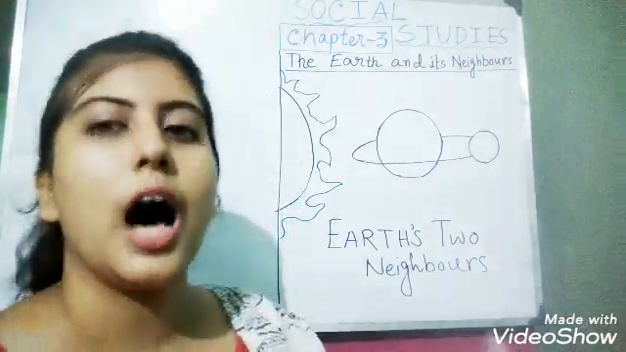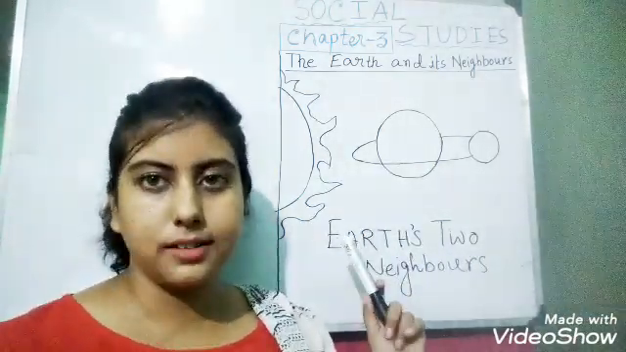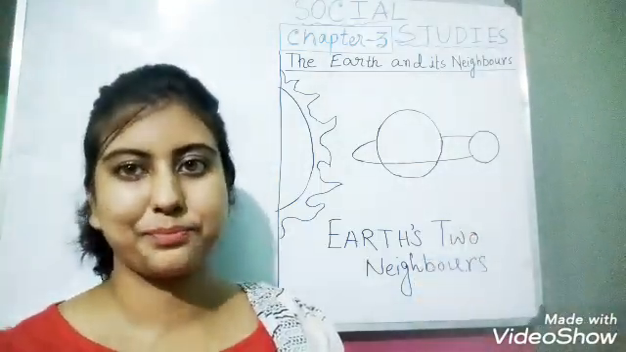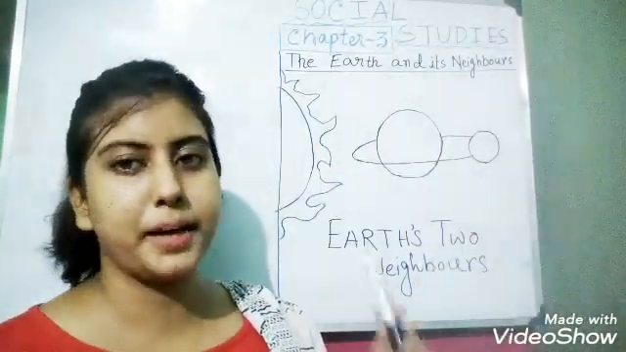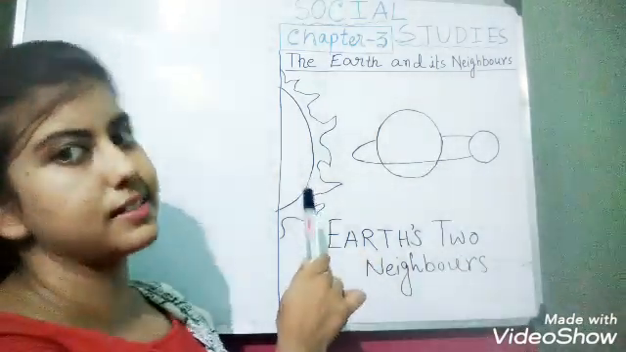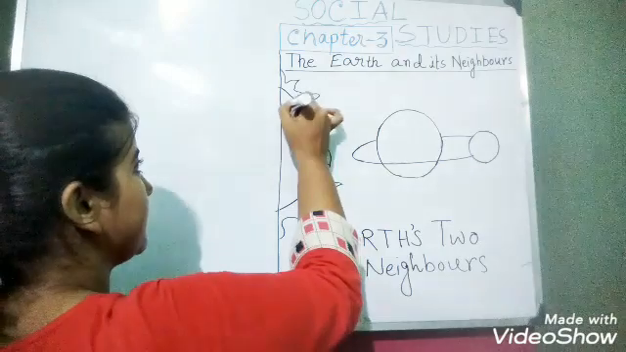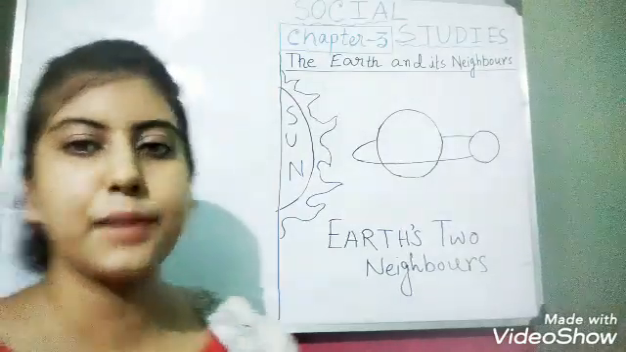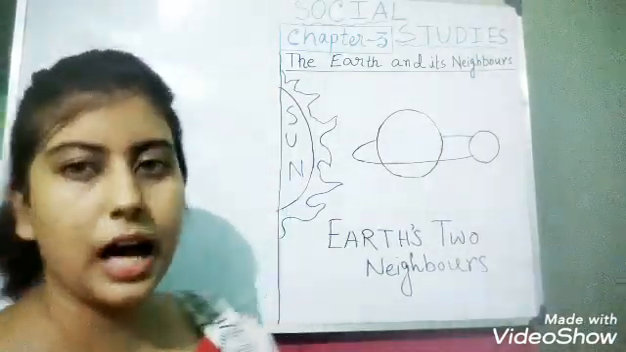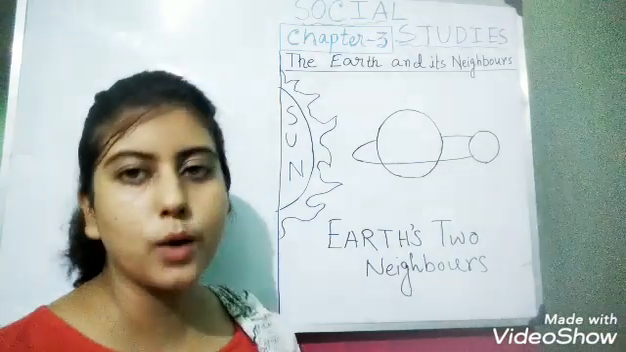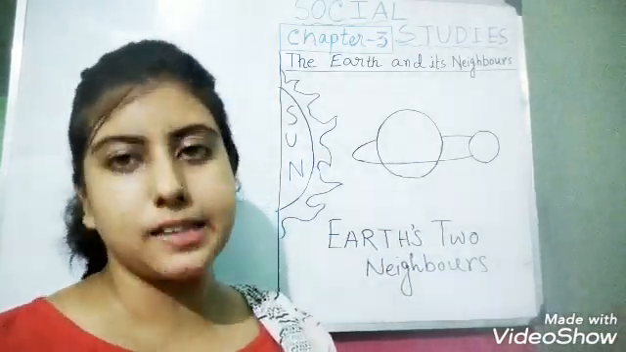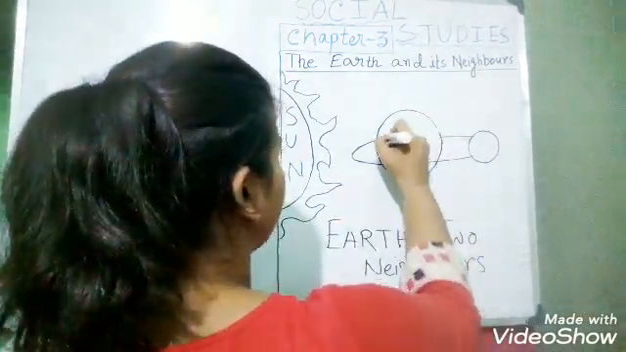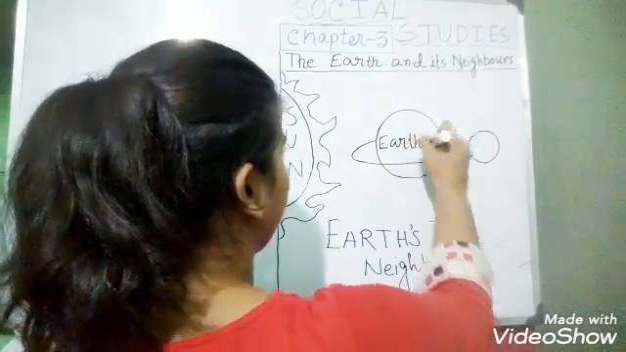I have drawn a picture of the sun, the earth and the moon. Let's see. Now children, in this picture, this is the sun. This is a huge ball of fire that gives us light. Now, this round-shaped body is our earth. We live in the earth. That is our home.